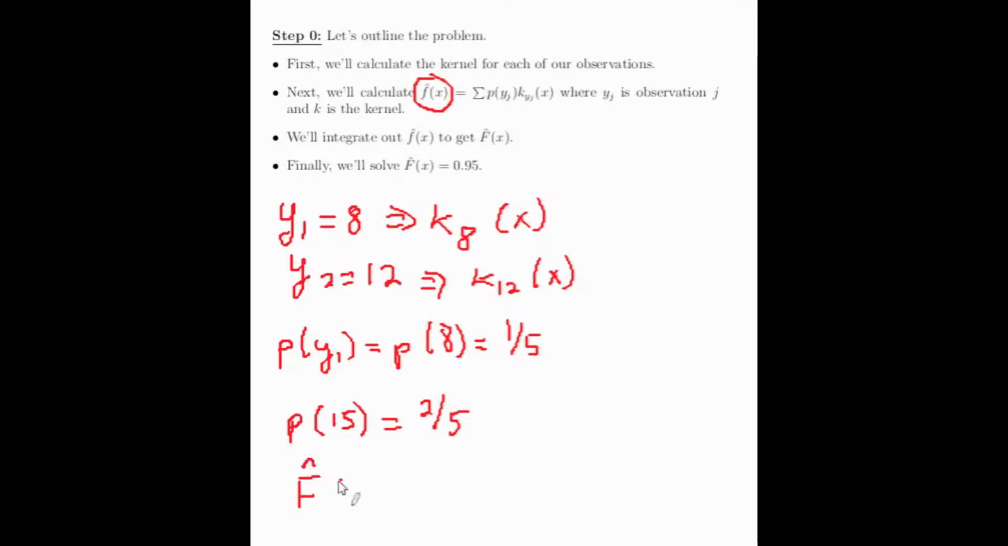So capital F hat x will be equal to the integral 0 to x of little f hat of t. Notice that the change of variable here, I reparameterized in terms of t to keep mathematical rigor. And then finally, we're gonna solve up here which value of x will give us 0.95. So those are the steps we're going to do to solve this problem. And with that, let's get going.